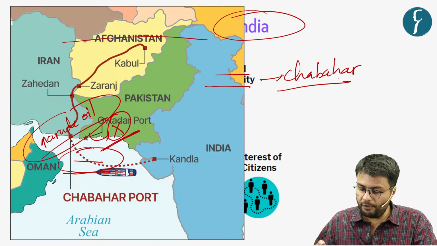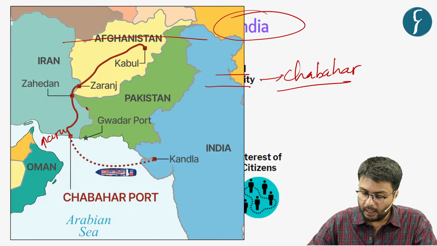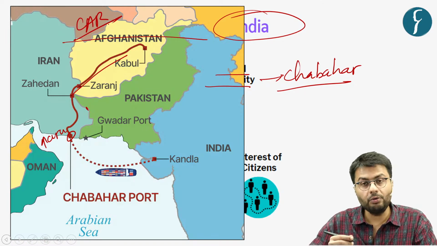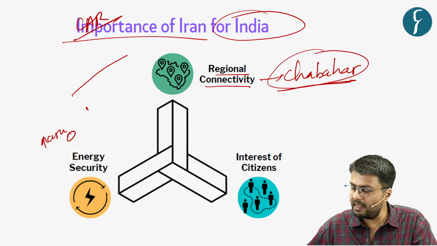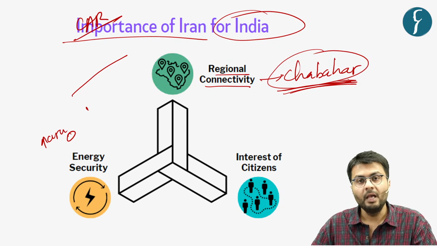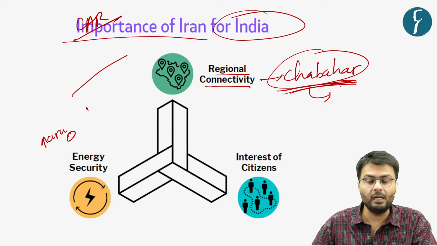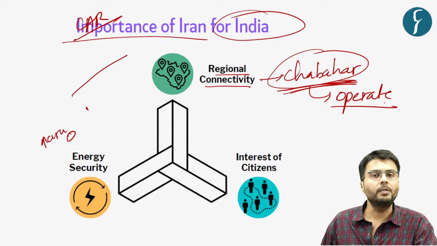Because as you can see from this graph, Chabahar port provides India with access to Afghanistan and Central Asian republics. However, due to sanctions by the US, India has seen delays in construction of Chabahar port, and it was only last week that India was able to sign a pact with Iran which enabled India to operate this Chabahar port.